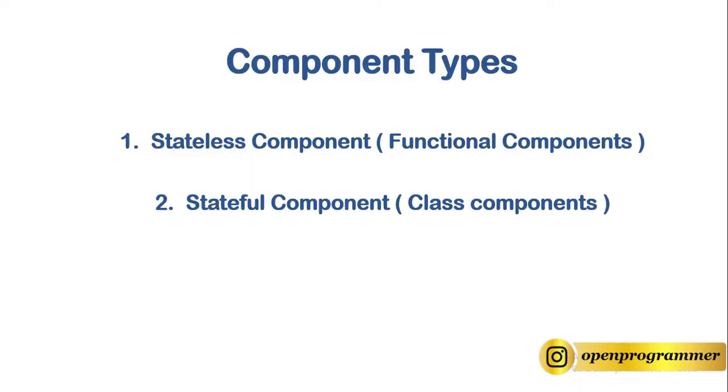Now in React, we have two kinds of components. One is stateless components, also called functional components, and the second one is stateful components. They are also called class components. So in Visual Studio Code, we will see how we can create stateless components and stateful components. Let's go to Visual Studio Code.